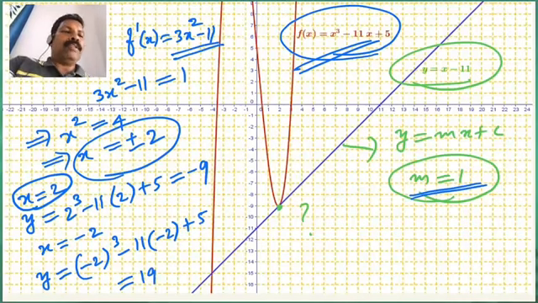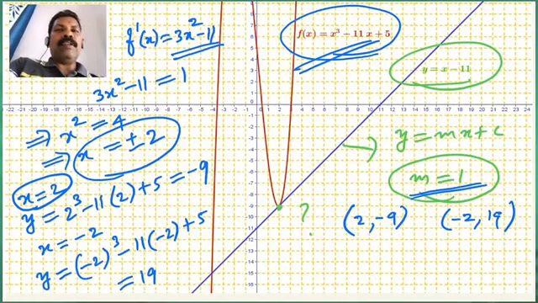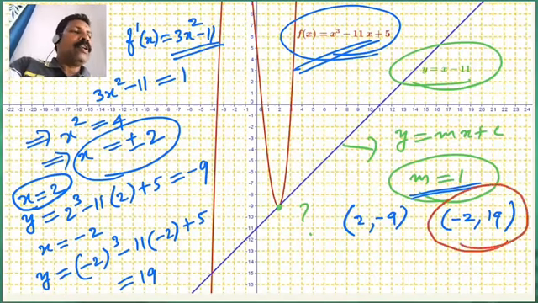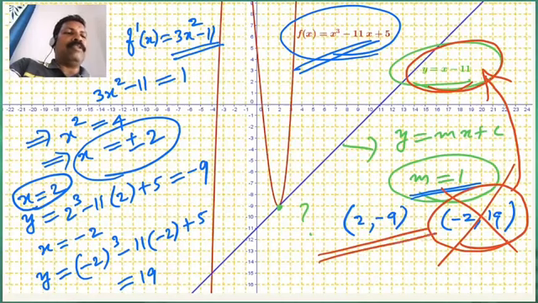So we got both the points: the first point is (2, -9) and the second point is (-2, 19). But this point should be on the curve as well as on the given tangent. Here you can see that the second point is not satisfying the given equation y is equal to x minus 11, showing that this answer should be rejected. So this is the correct point, (2, -9).